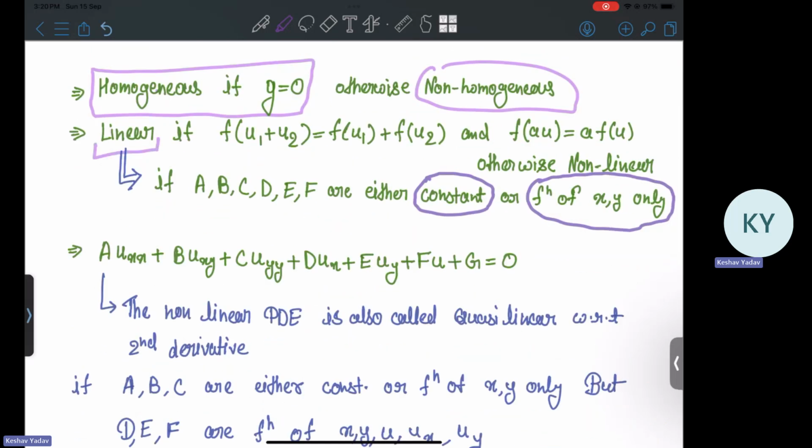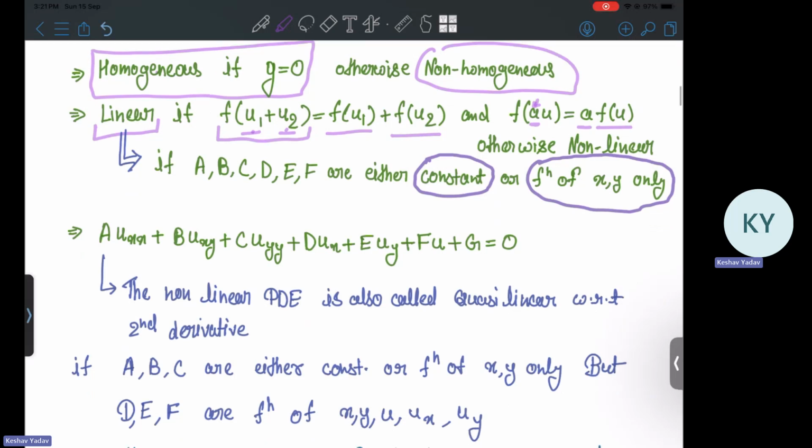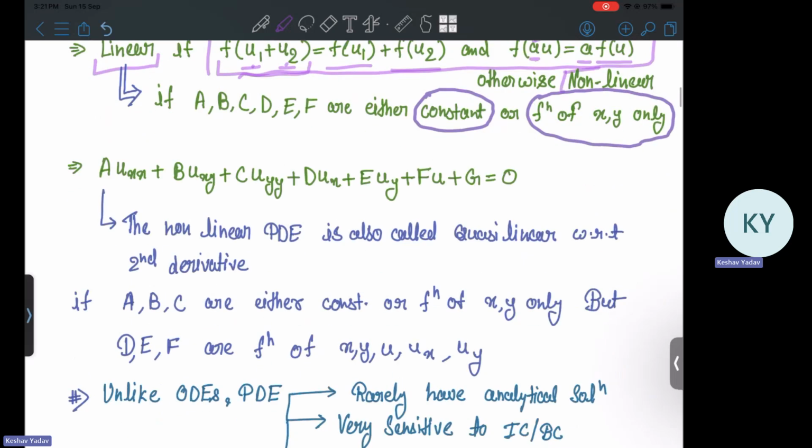And this PDE will be called linear when, if I replace u with u1 plus u2, that leads to f of u1 plus f of u2. And if I multiply u with some constant a, meaning f of a multiplied by u, that will be equal to the constant multiplied by f of u. If these two conditions are satisfied, then my PDE is called linear. Otherwise, it will be non-linear.